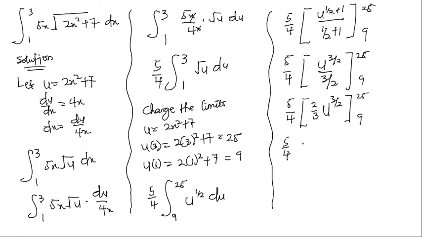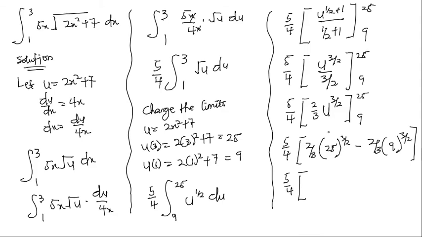So we have 5 on 4, then we have 2 on 3. When u is 25, we have this 3 on 2 minus 2 on 3. Then we substitute the value 9 here. We have 9 raised to the power 3 on 2. So we have 5 on 4. And if we compute this in our calculator, we are going to get 83.333 recurring. Then we subtract.